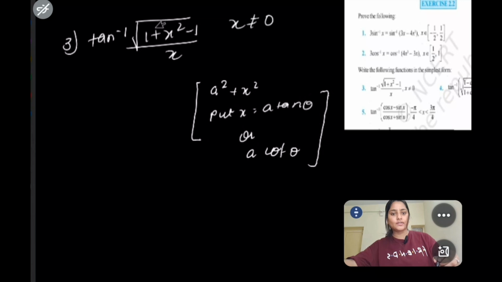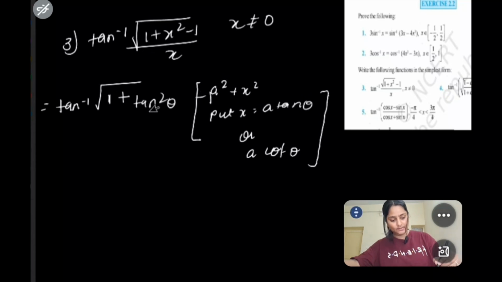So here, under the root 1 plus x square, can we write it as a square plus x square, where a is 1 and x square is as it is? So in the next step, let's write it: tan inverse of square root of 1 plus x square, with x as a tan theta where a is 1. So we can write 1 plus tan square theta minus 1 upon tan theta.